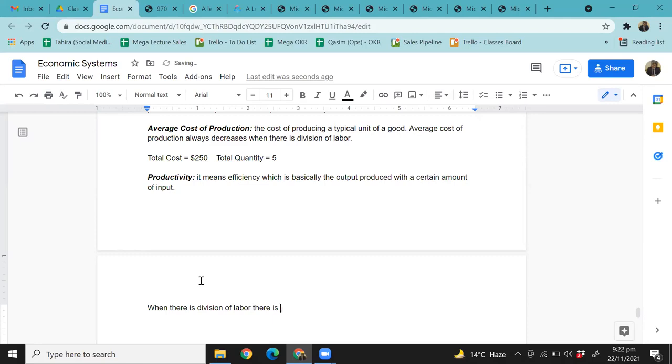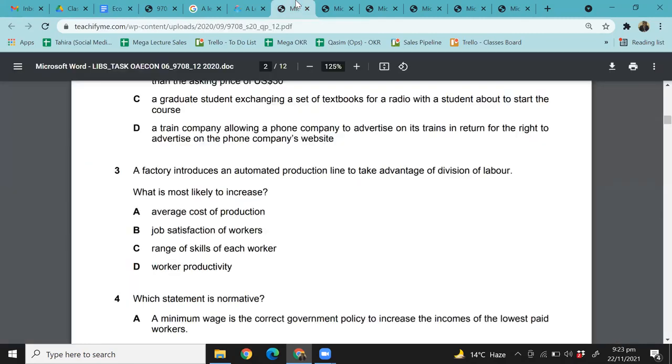More is not the right word, higher productivity. Right? So that's what you need to remember, right? So perfect. The answer to this was 3. So 3 is D. Very good. Perfect. Let's move on. Which statement is normative?